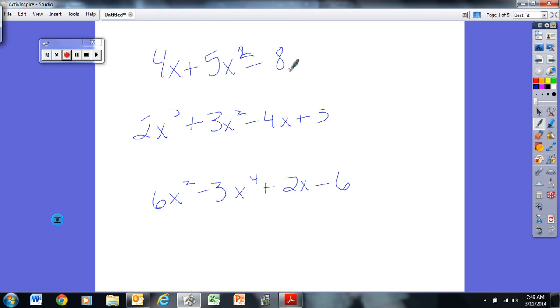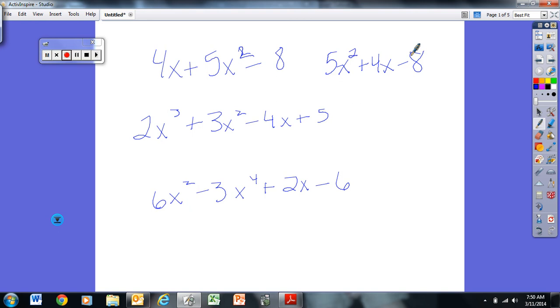Some polynomials have special names. Let's first talk about the degree. The degree is the highest exponent in the polynomial. And when you write the polynomial in standard form, the number with the highest degree has to go first. So in standard form, this polynomial would be 5x squared plus 4x minus 8. This is called a quadratic polynomial because the x squared means quadratic. It has three terms, 5x squared, 4x, and negative 8.